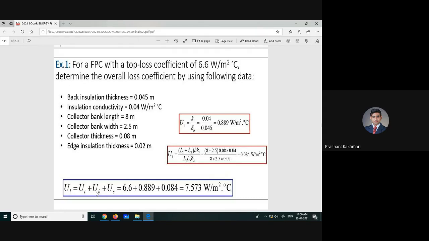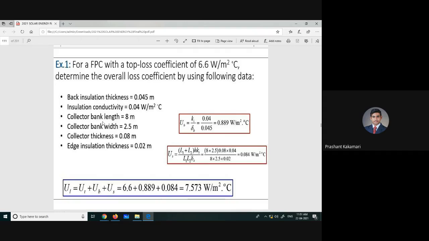So coming to the solution of this problem, before that they have given some details here. These are the details given in the question. The blocks I have marked here in red or blue color are the solutions. So the given data is backside insulation thickness, backside in the sense bottom side, is 0.045 meters. Insulation conductivity, whatever insulation is done at the bottom side, that conductivity is 0.04 watt per meter square degree centigrade. That value is given.